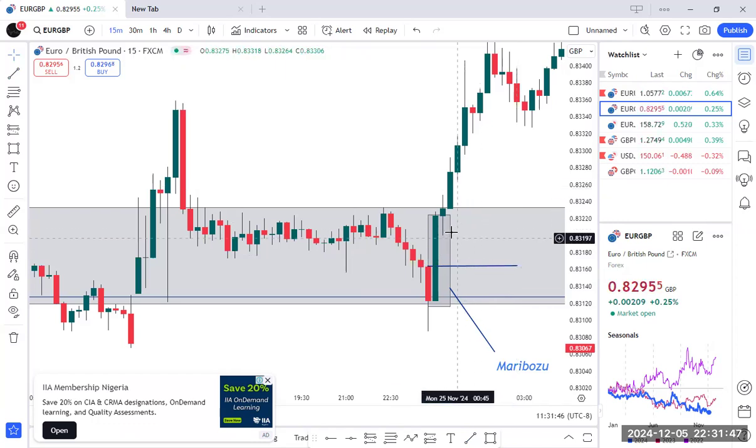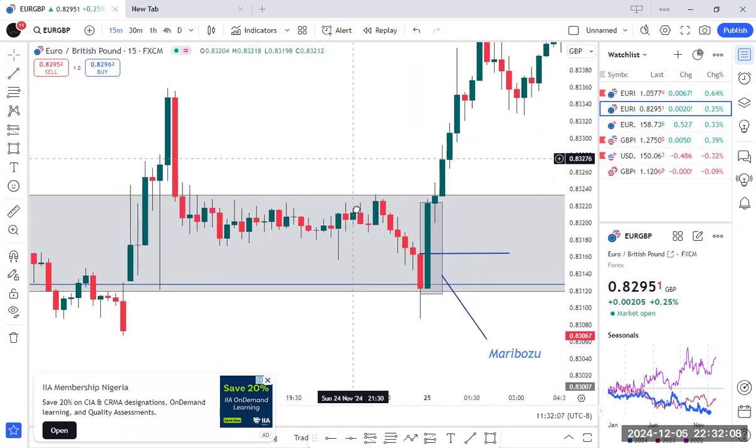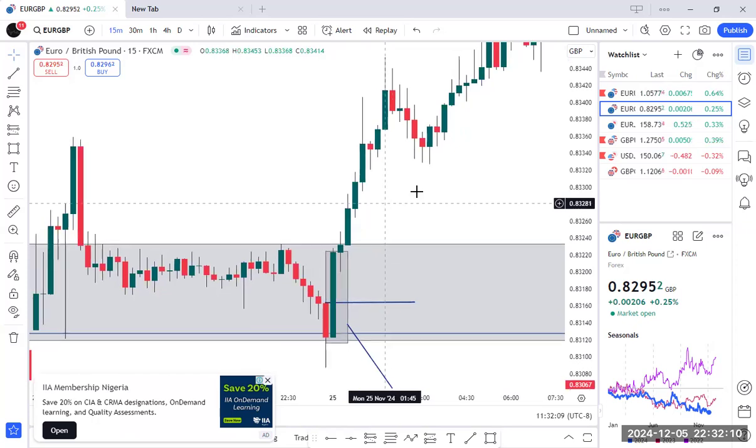And immediately a Mariposa candlestick appeared, what happened? Price continued shooting up without retesting. So whenever you see a Mariposa candlestick, what you have to do is to buy immediately, because price might not retest the way you want it to retest. So that is for the Mariposa candlestick.